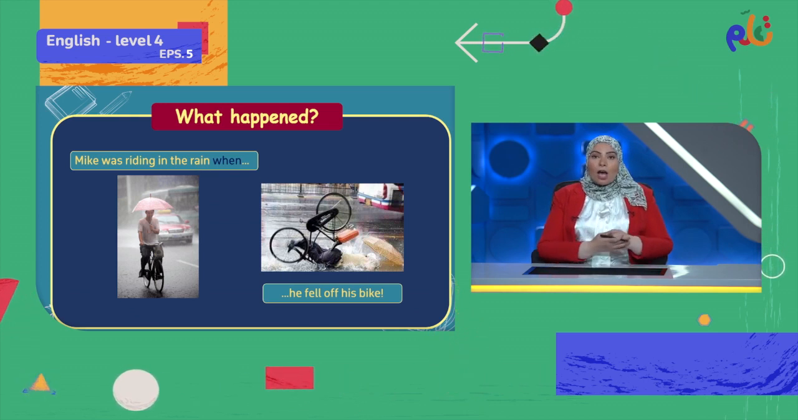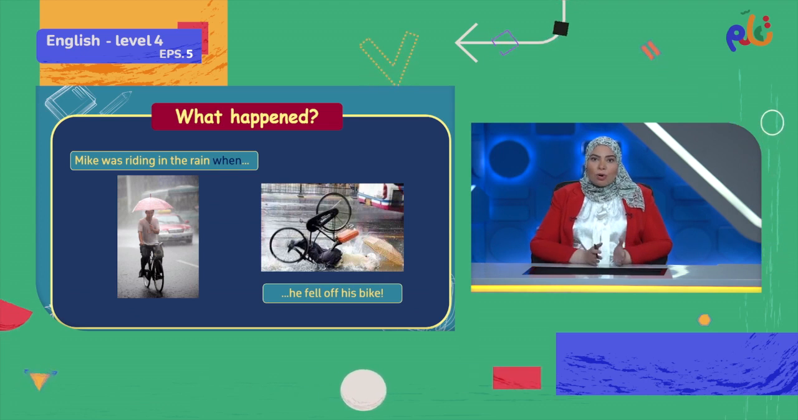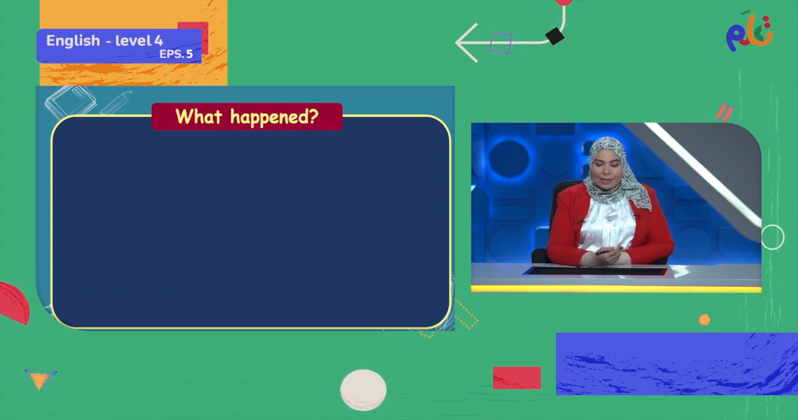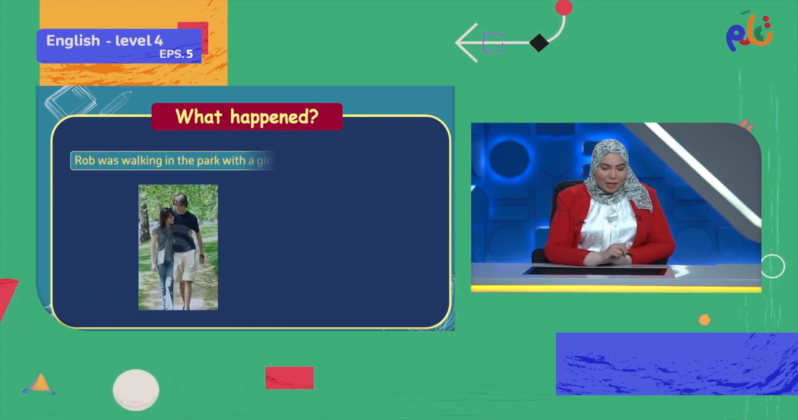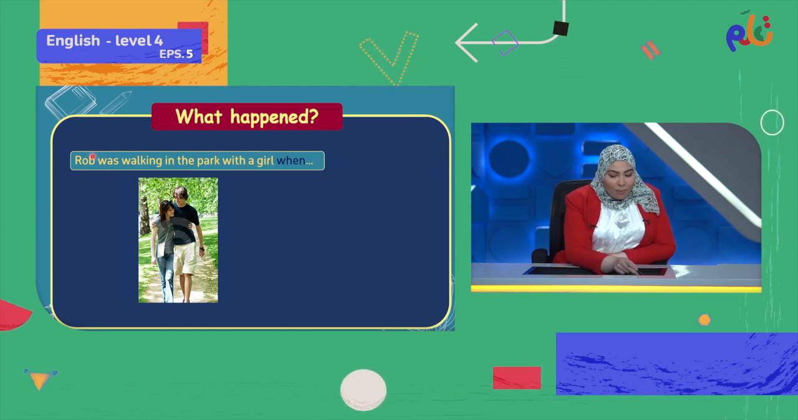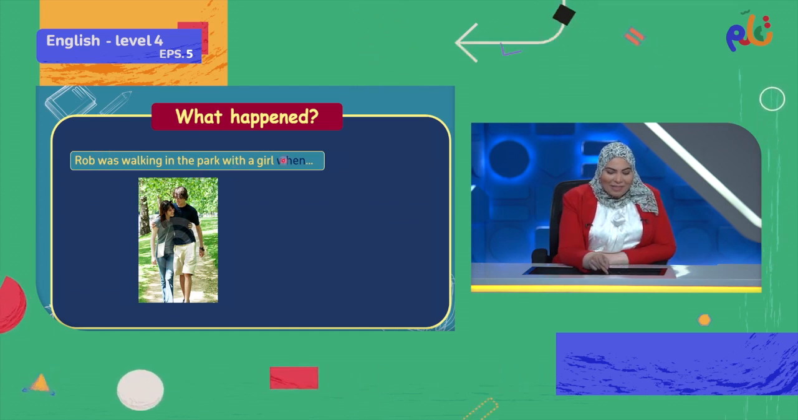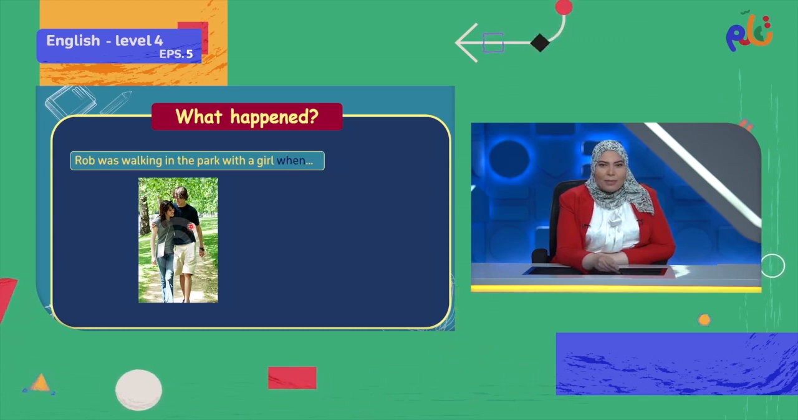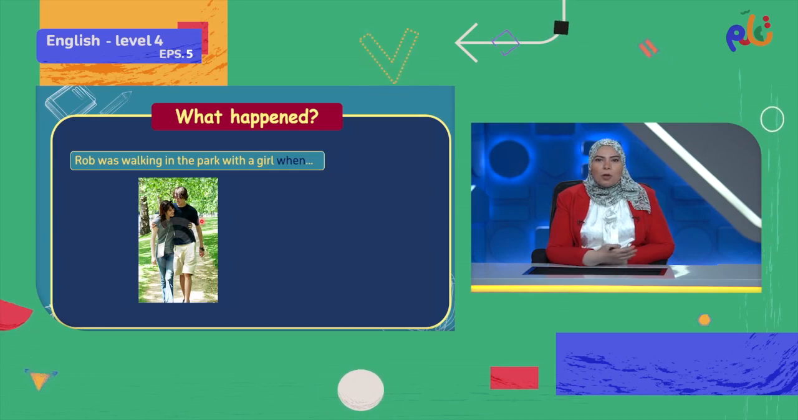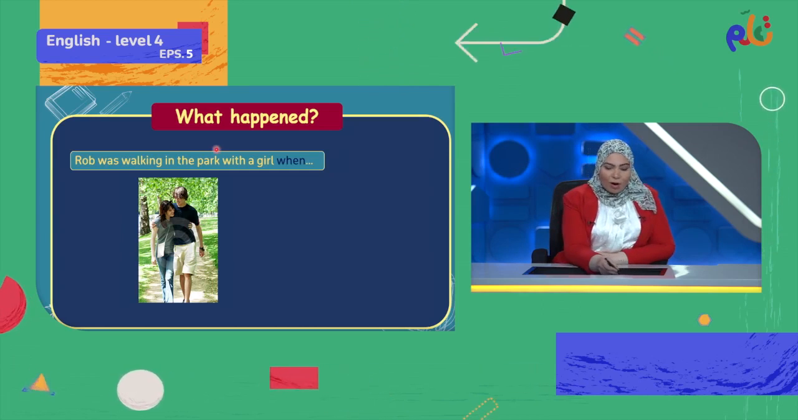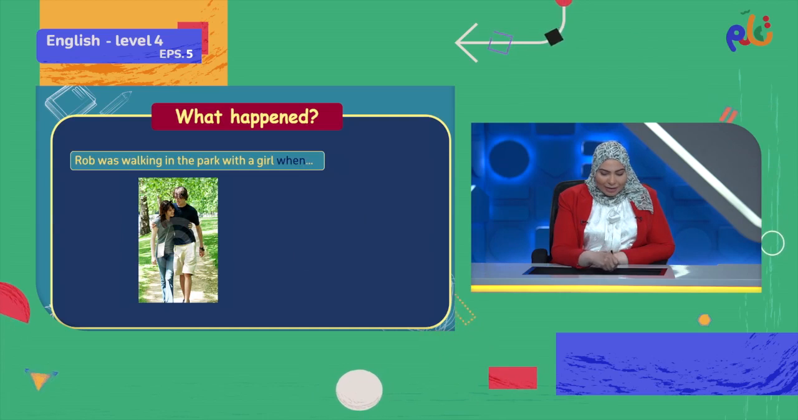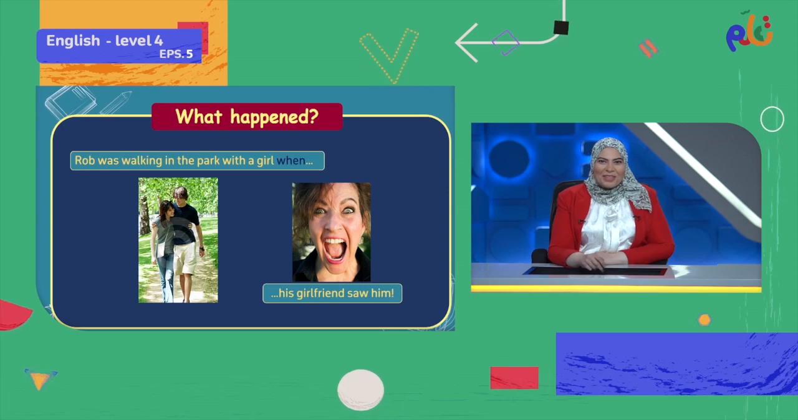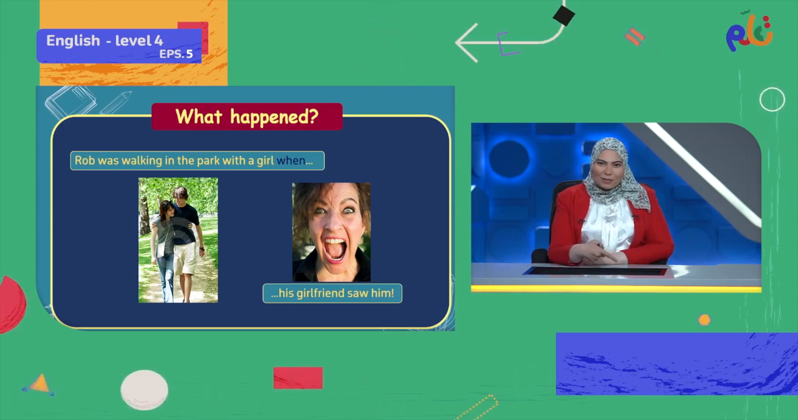So we're talking about another unfortunate incident or unfortunate event here. So let's look at some more problems that might happen. So here we have Rob. Rob was walking in the park with the girl when? What do you think the problem was that he faced? What is the unfortunate event? He's walking in the park with a girl when his girlfriend saw him. So this is a very unfortunate event for him.